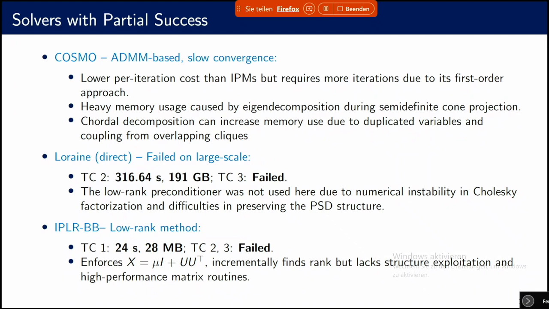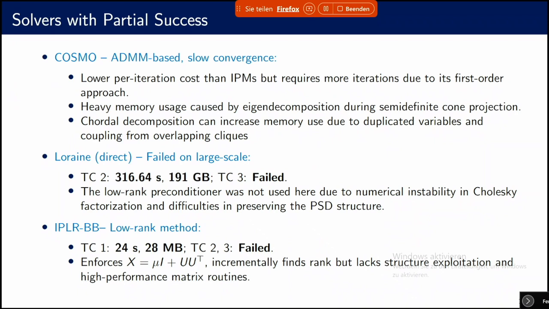For the solvers that have partial success, I'm going to start with COSMO, which is an ADMM-based solver. It has a lower cost per iteration than interior point methods. However, it has more iterations compared to the other solvers. It has heavy memory usage caused by the eigendecomposition during the semidefinite cone projection. And the chordal decomposition can increase the memory due to duplicated variables and coupling from overlapping cliques.